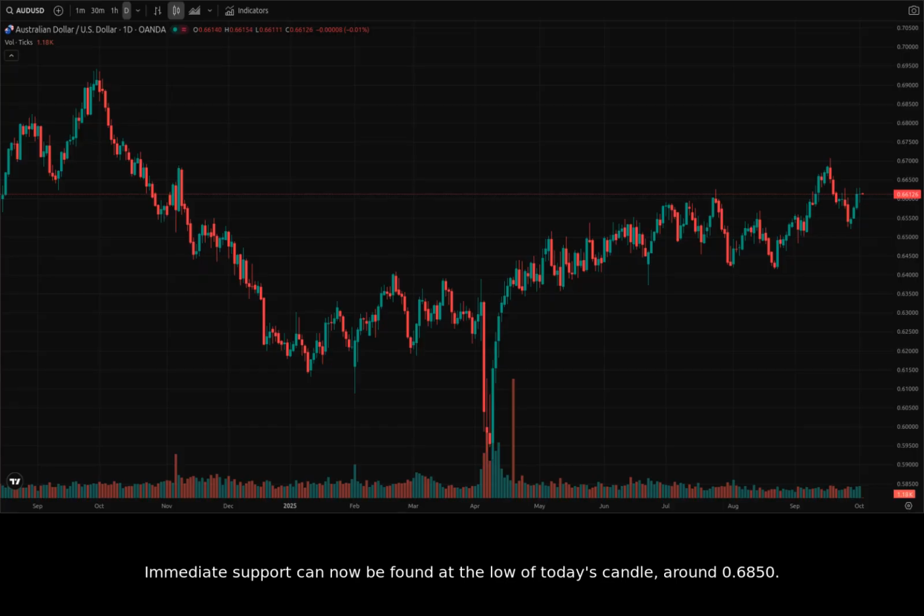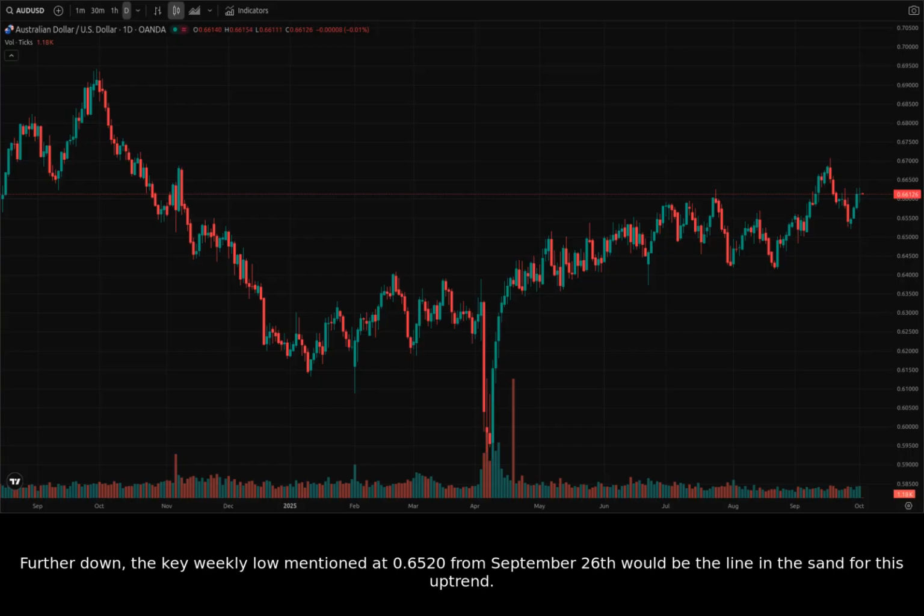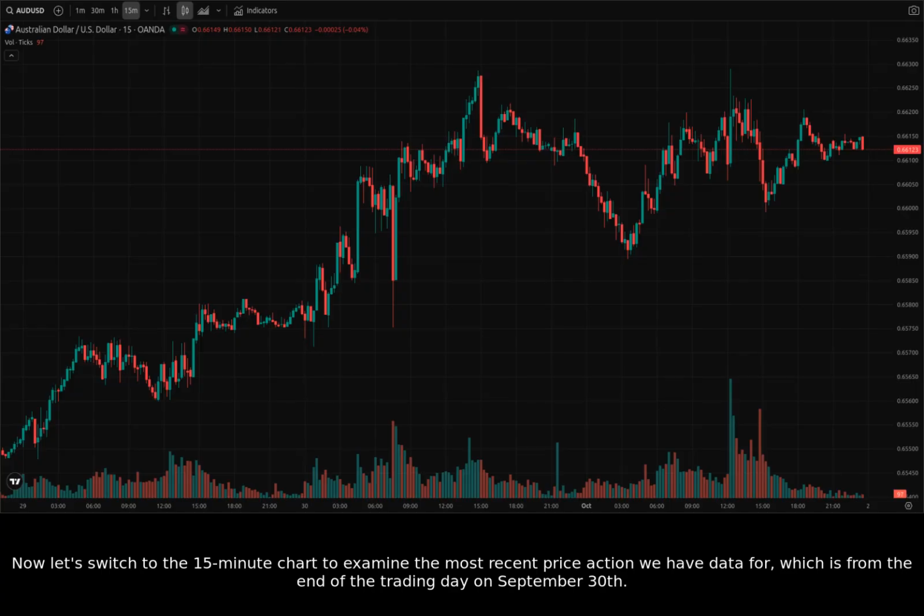Immediate support can now be found at the low of today's candle, around 0.6850. A break below that could see a test of the September 25th low around 0.6812. The next major support zone aligns with the news reports, sitting around the 0.6700 level, which was that previous peak in mid-September. Further down, the key weekly low mentioned at 0.6520 from September 26th would be the line in the sand for this uptrend.